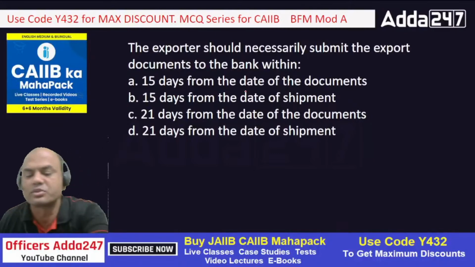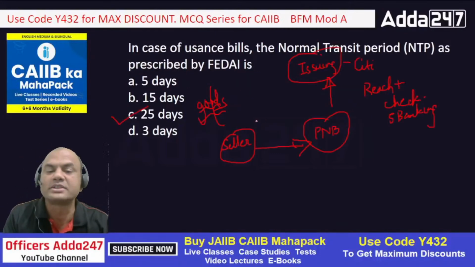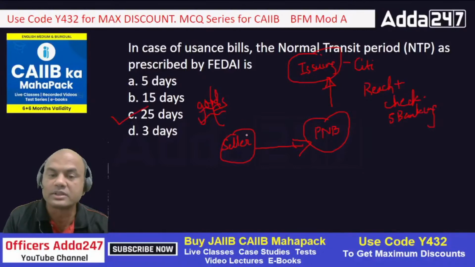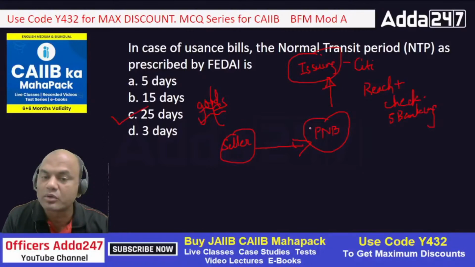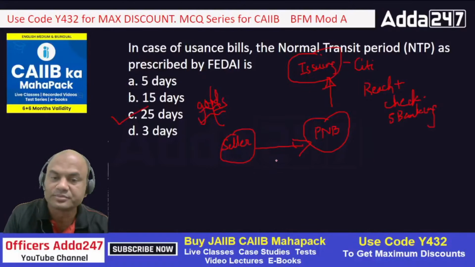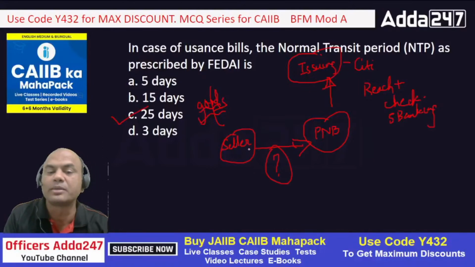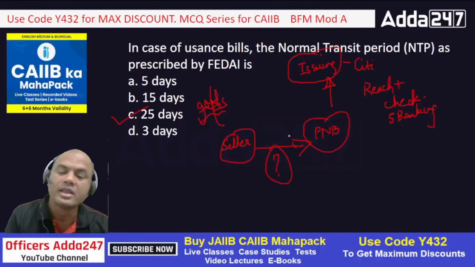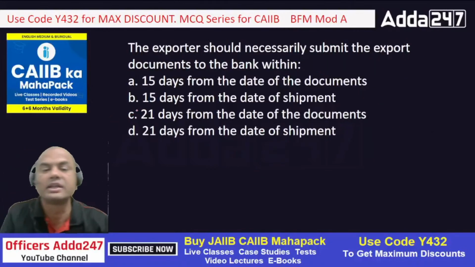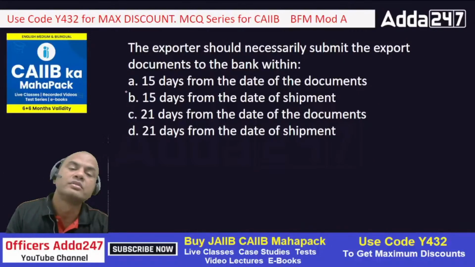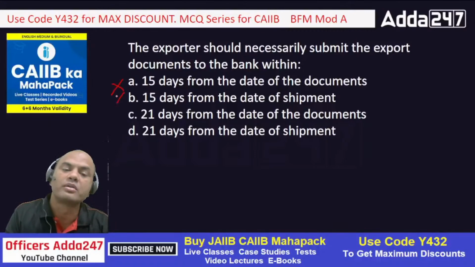Means what? Again, I'll show you. See this. The seller will send the goods, right? And he'll get the documents, all the 6 documents, 2I, 2B, PC. You check my video on this. Invoice, insurance, bill of lading, bill of exchange, packing list, and certificate of origin. So these documents need to be submitted to this PNB in how many days? Suppose the exporter submits after 1 year, then is it allowed? No. So what is the rule given? The rule given is within, okay, I'll give you a hint. A and B are out.